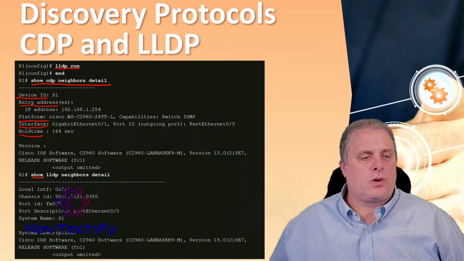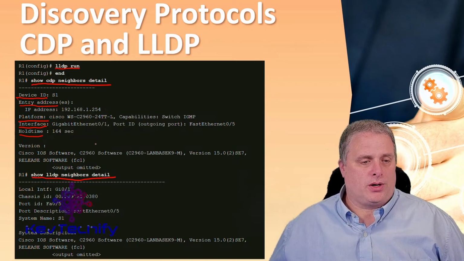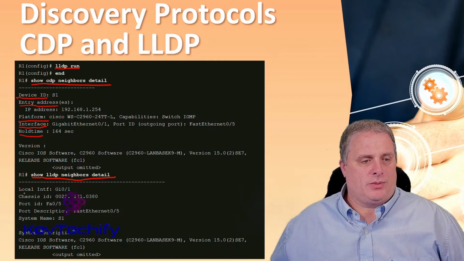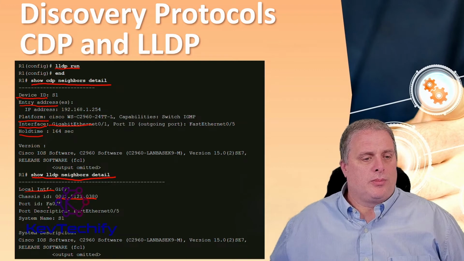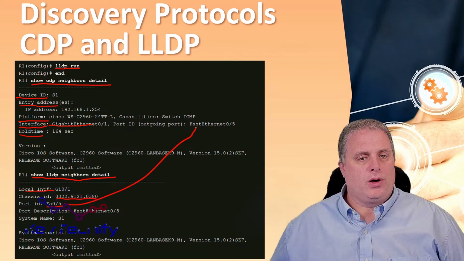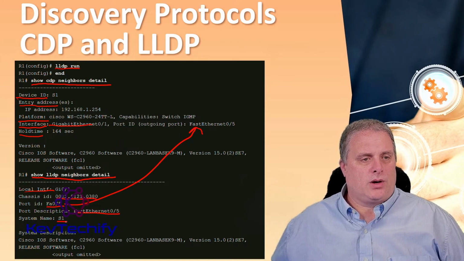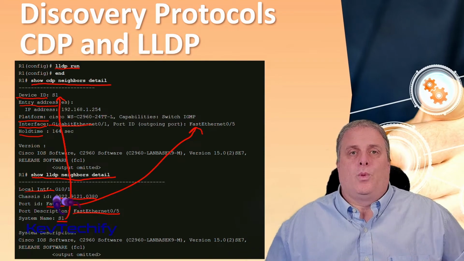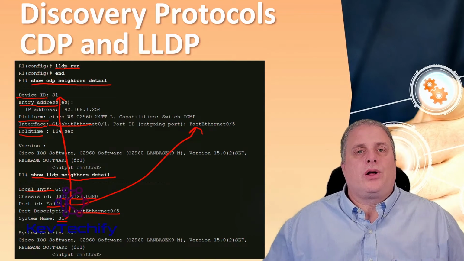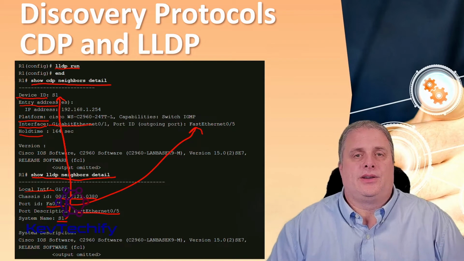Then if we issue show LLDP, the Link Layer Discovery Protocol, we can see that we have basically the same information. We have the local interface G1, that's what we had right here. We have the chassis ID, or once again our MAC address. The port ID is the Fa0 port number. Here's the description of it. System name is S1. We can see S1 is labeled right here. Then we have more information about the system. We have the software, and you can see all that information is basically the same. One is through the Cisco proprietary protocol, and the other is through an open standard, the Link Layer Discovery Protocol.